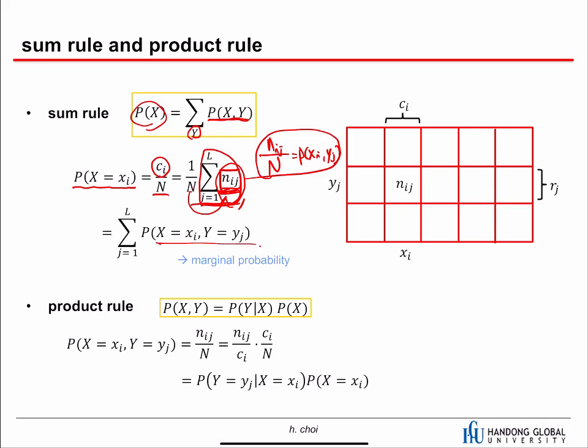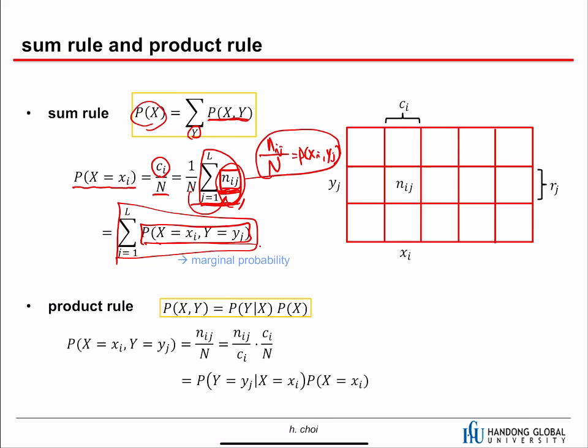Okay, so this one is actually a marginal probability, and this one is a joint probability. And the next rule is the product rule: P of x, y, the joint probability, is actually the conditional probability times the marginal probability.